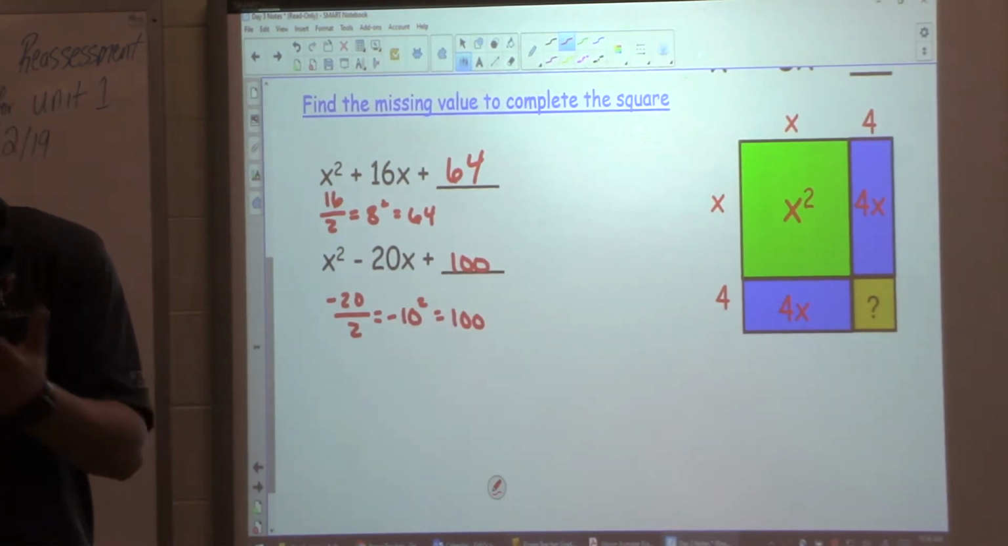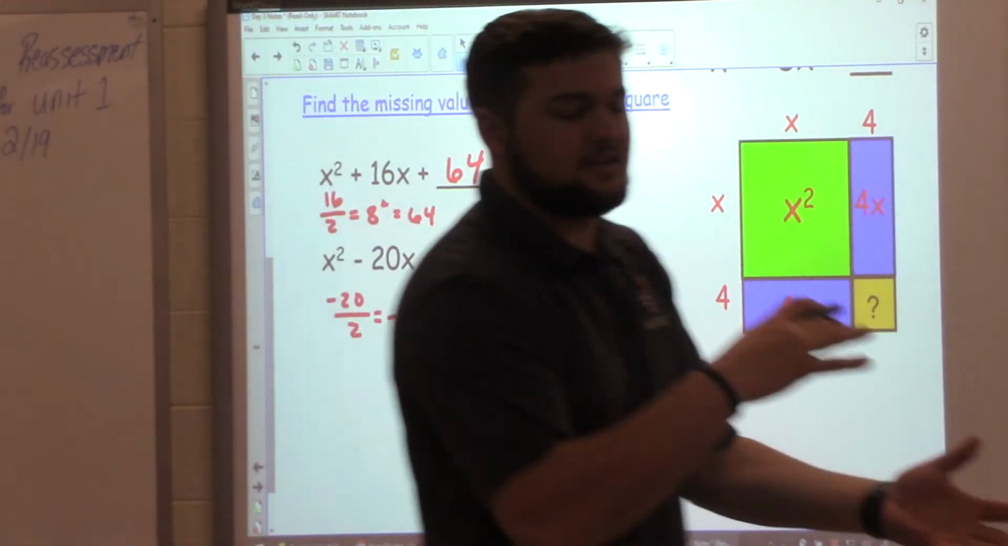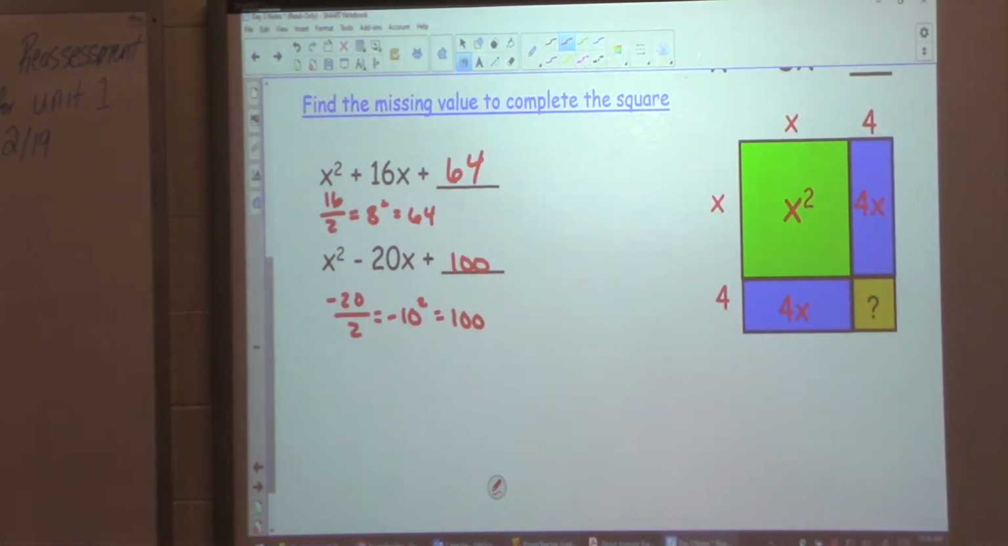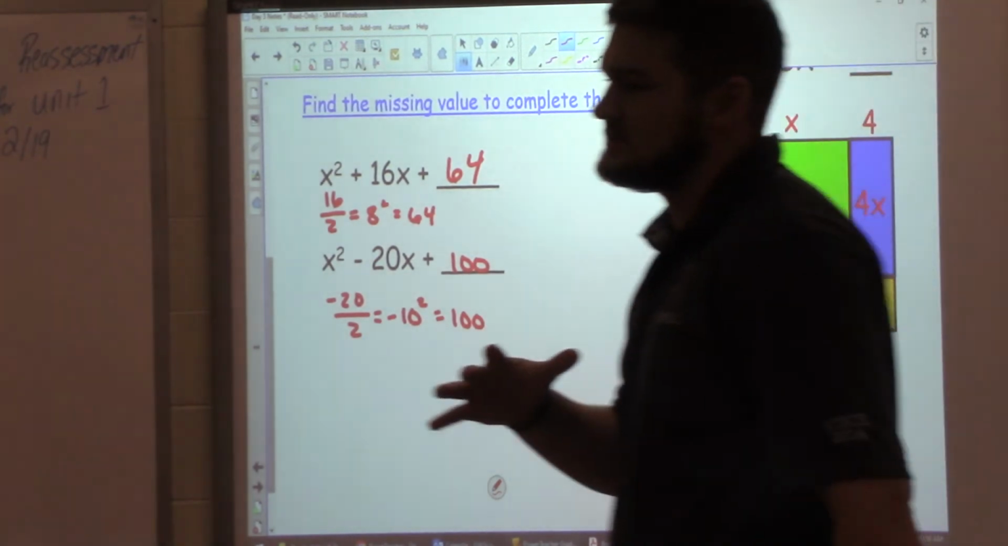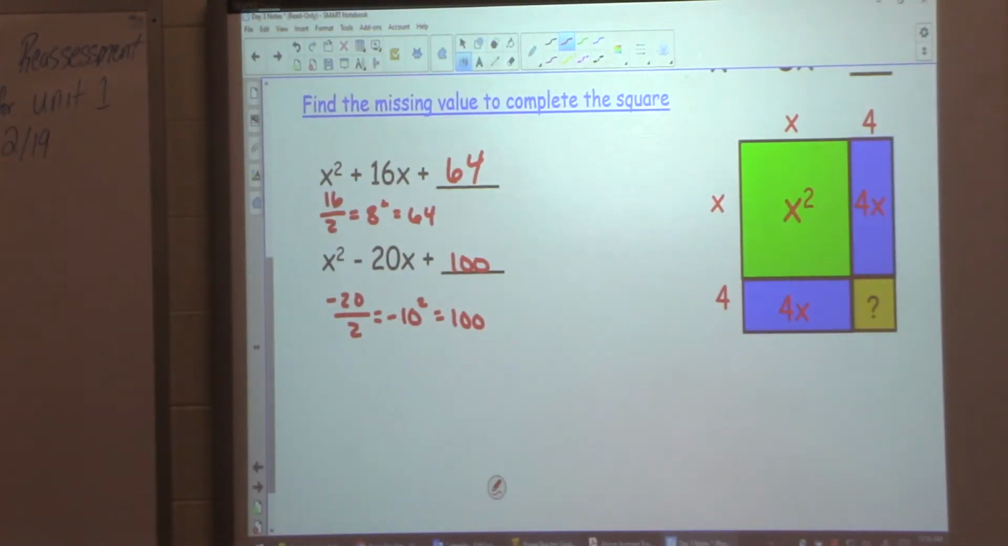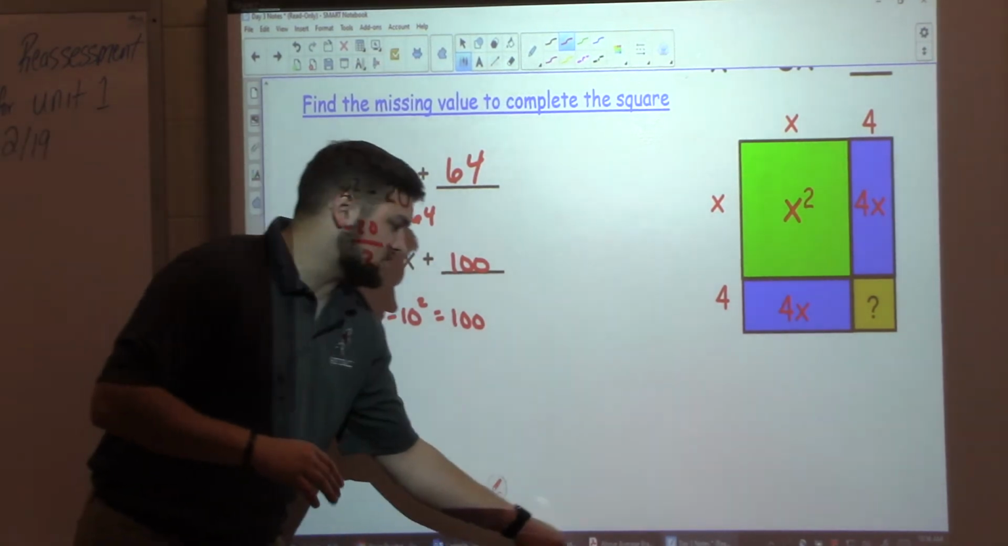So that's how we're going to do this, going from standard form to vertex form. We're going to complete the square. Now it's going to be a little different of a process, and I'll show you that in a second. But it's going to be essentially the same thing we just did. Okay? Cool? Okay. Let's try it.